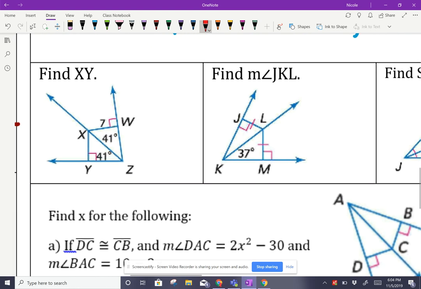So let's take a look at some examples. So I have XY here. This is what I'm trying to find, this space here. And as we've just discovered, X is on my angle bisector because 41 is congruent to 41. These two angles are congruent to each other. Therefore, XW needs to be congruent to XY. So these are congruent. So that means XY is equal to 7.